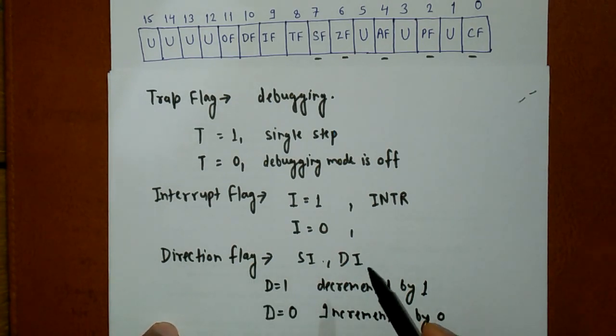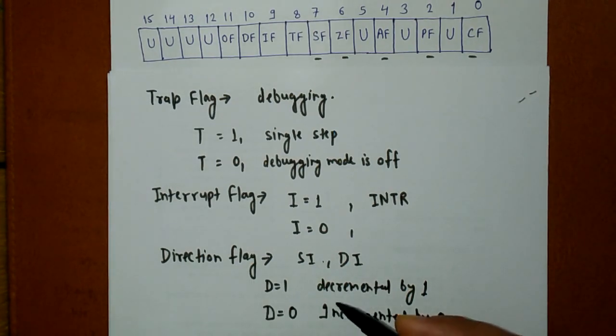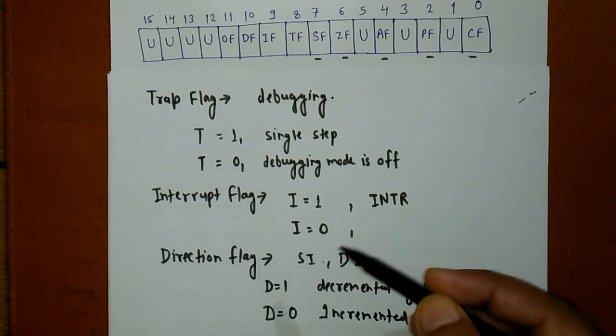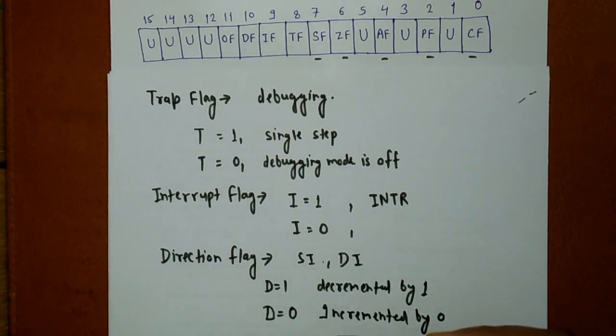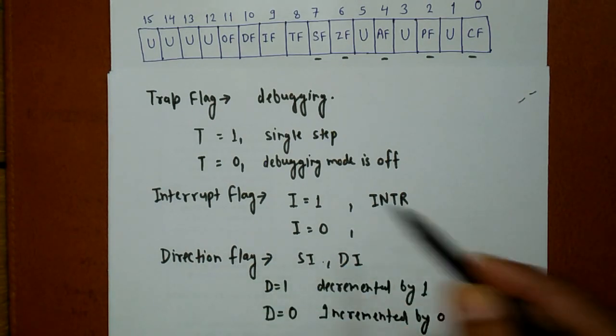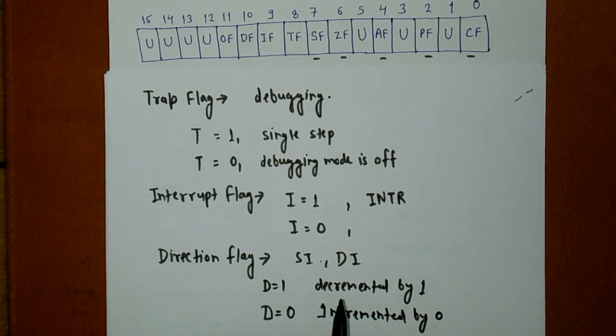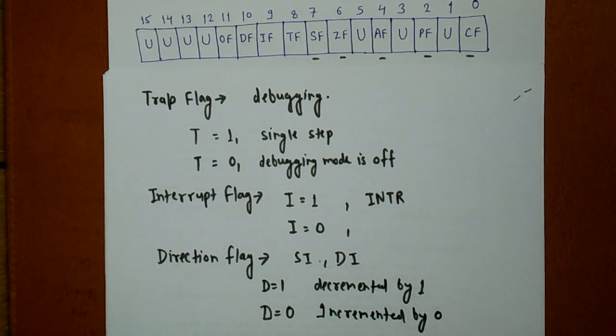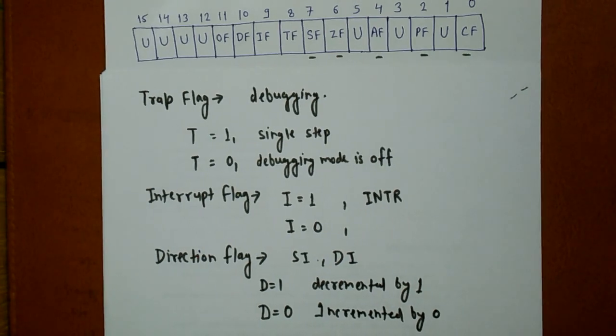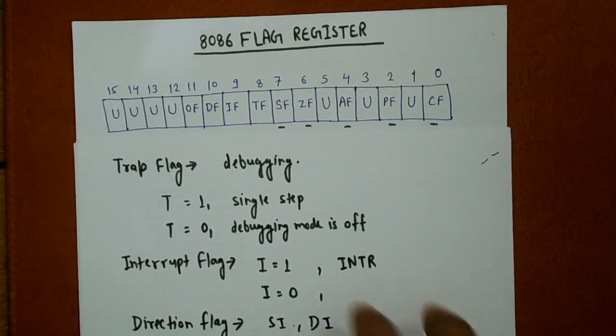So basically you can see that by the direction flag we are controlling the direction. We are either accessing the memory from a higher address to a lower address, or from a lower address to a higher address. This is controlled by the direction flag. If the value of D is 1, then the SI and DI registers are decremented, that means we are going to lower addresses, and if D is equal to 0, the SI and DI registers are incremented and we are going to higher addresses. Okay, so this was all about the 8086 flag register.